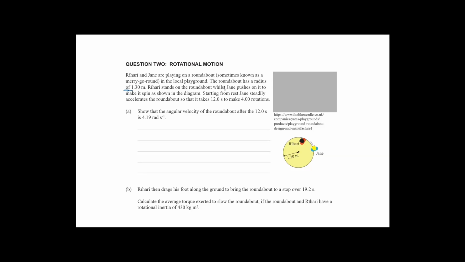Rahari stands on the roundabout while Jane pushes. Oh, pull your weight, Rahari, on it to make it spin, shown in the diagram. Starting from rest, Jane steadily accelerates the roundabout so that it takes 12 seconds to make 4 rotations. Show the angular velocity of the roundabout after the 12 seconds is 4.19 radians. Okay, we can use this formula.